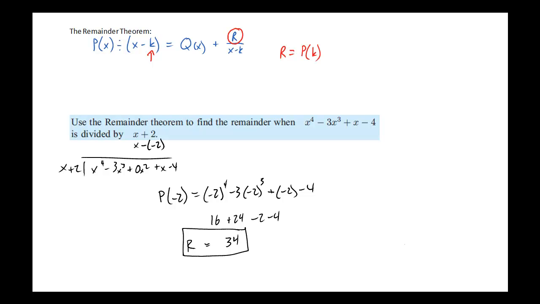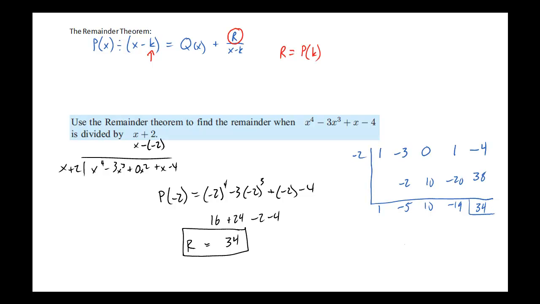Okay, and I can show that to you. Another way to do this is through synthetic substitution, which is an offshoot of synthetic division. Okay, if you write down the coefficients, the x to the fourth coefficient, the x to the third coefficient, the x squared coefficient, the x coefficient, the constant there, and then we divide in negative 2, we bring down the 1. Negative 2 times 1 is negative 2. Negative 3 minus 2 is negative 5. Negative 2 times negative 5 is 10. 0 plus 10 is 10. Negative 2 times 10 is negative 20. 1 plus negative 20 is negative 19. Negative 2 times negative 19 is 38. And 38 plus negative 4 is 34.